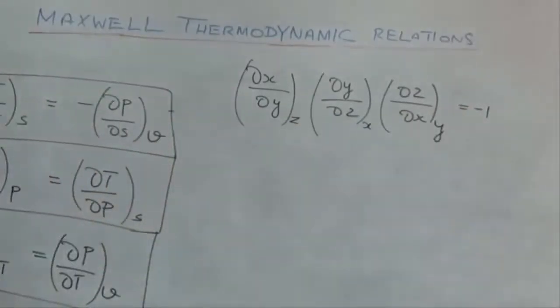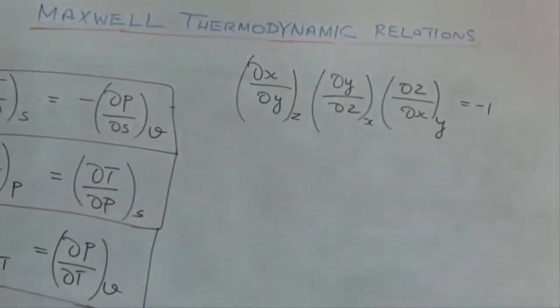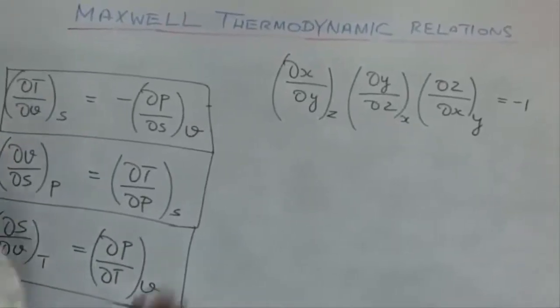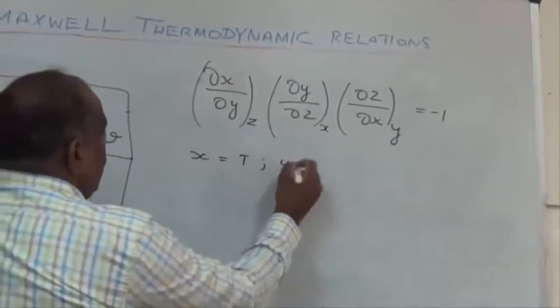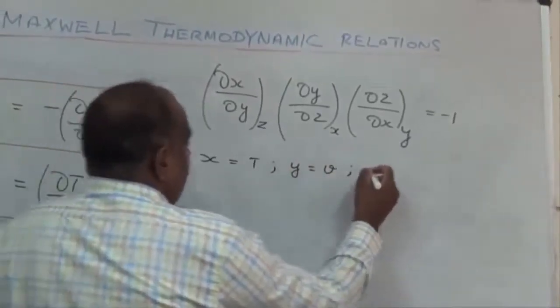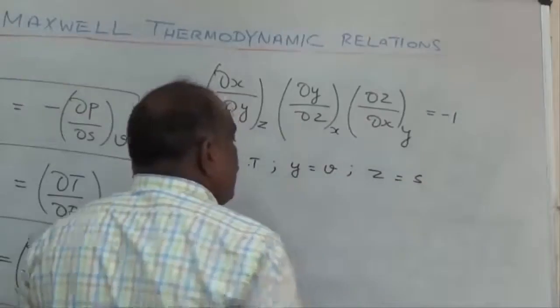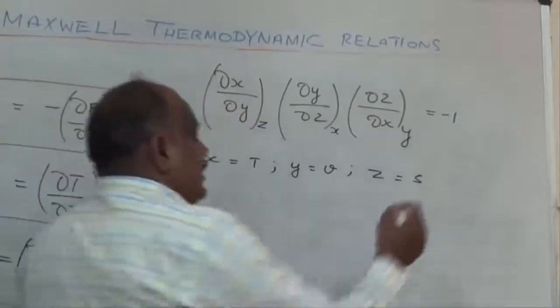In order to derive the Maxwell second relationship, we have to use x equal to T, y equal to V, and z equal to S. Simply to recall, we can keep it as TVS.